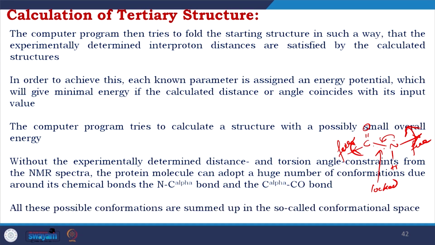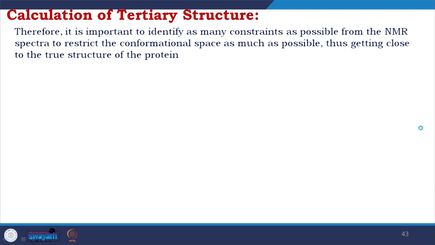All these possible conformations are summed up in the so called conformational space to get an optimized conformation. Therefore, it is important to identify as many constraints as possible from the NMR spectra to restrict the conformational space as much as possible, thus getting close to the true structure of the protein. When it is X-ray, you just get information, you connect the relations and you get the optimized structure. You might have multiple conformers in some of the atoms, but overall it is one thermodynamically stable conformation.